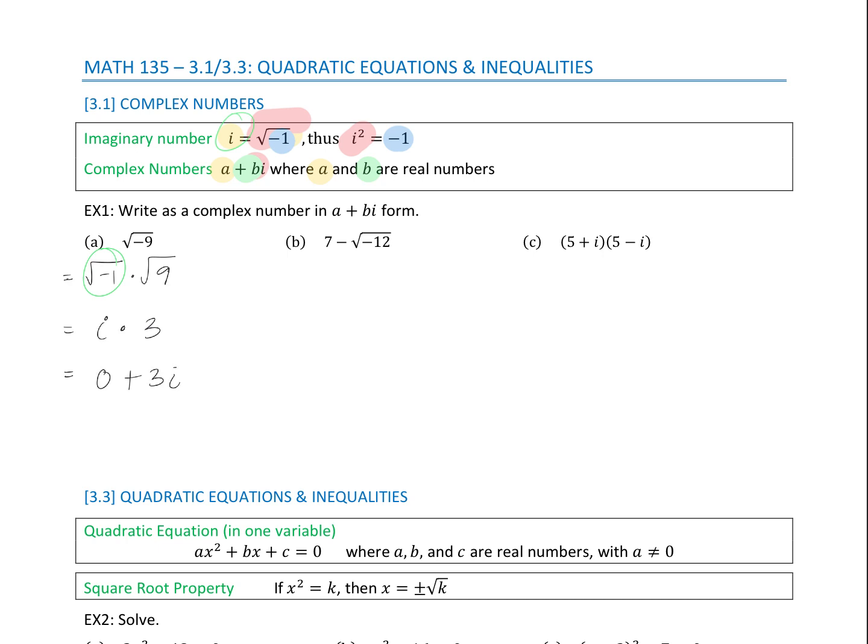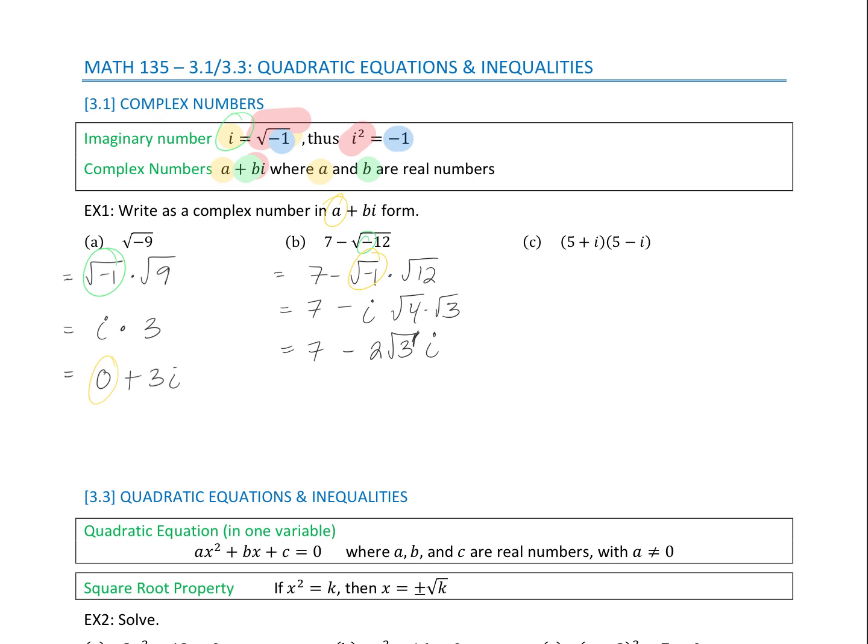Why would I write 0? Because we don't have a real number part, but we still need to write it in the proper form, so my a value would be considered 0. Now let's take a look at b. And let's see, we have 7 minus, again we still have that negative under the radical, so we'll go ahead and split that into the square root of negative 1 times the square root of 12. And then the i, again, comes from the square root of negative 1. And then we can simplify the square root of 12 into the square root of 4 times the square root of 3. And then the square root of 4 again is 2, so I'll rewrite this as 2 root 3i.